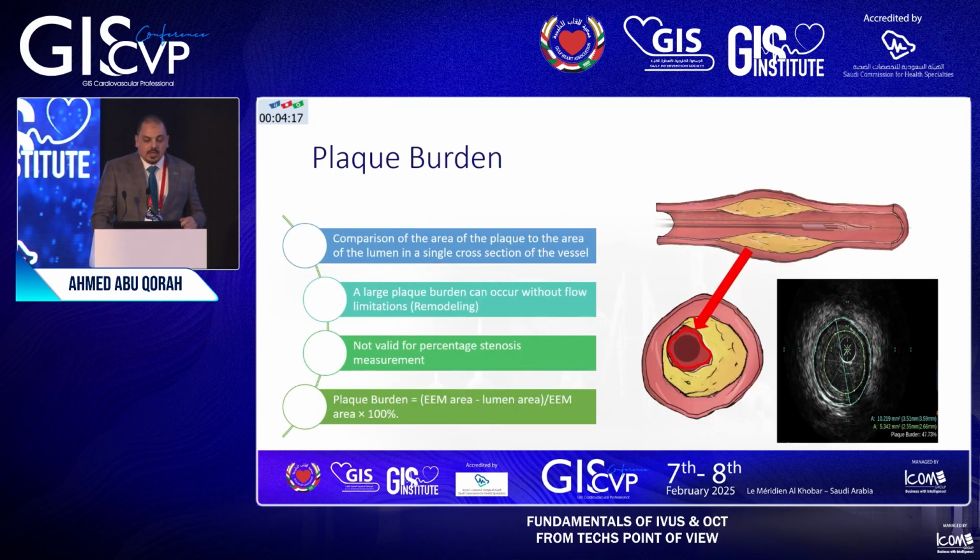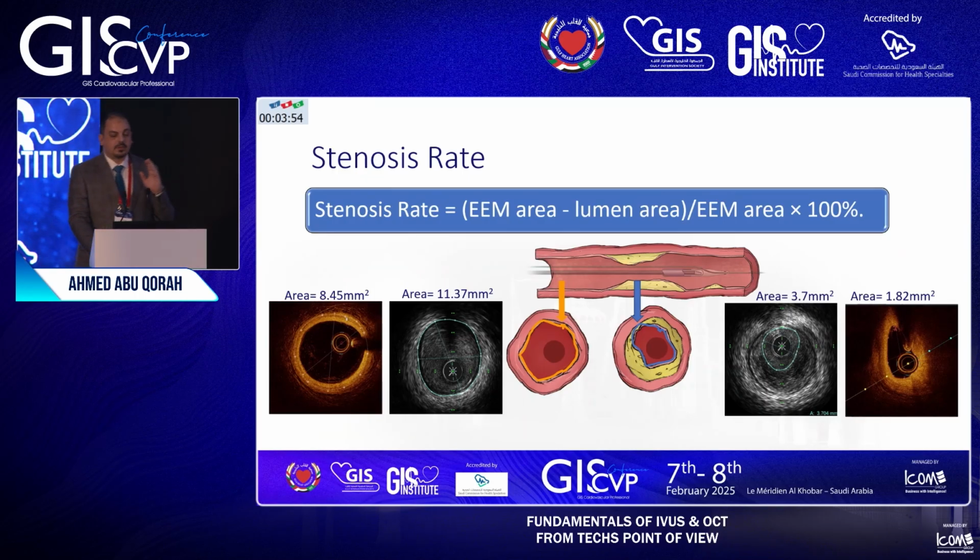Performing measurements. Plaque burden. The plaque burden is a comparison of the area of the plaque to the area of the lumen in a single cross-section of the vessel. Large plaque burden can occur without flow limitation because of vessel remodeling. Not valid for percentage stenosis measurements, also because of vessel remodeling. Now, stenosis rate. To calculate the stenosis rate, you need a distal reference with normal or very low plaque burden, very small plaque burden, and the most stenotic area in the lesion. Measure the areas, put them in the equation, and you will get the results.